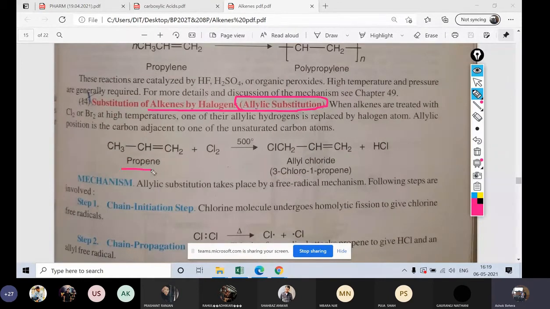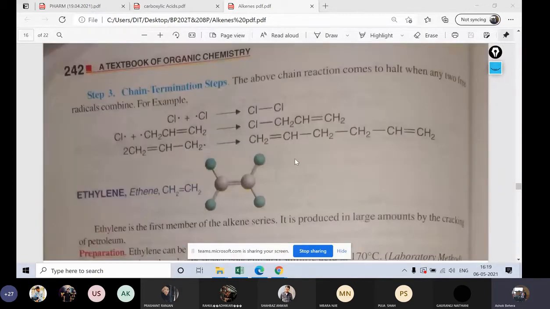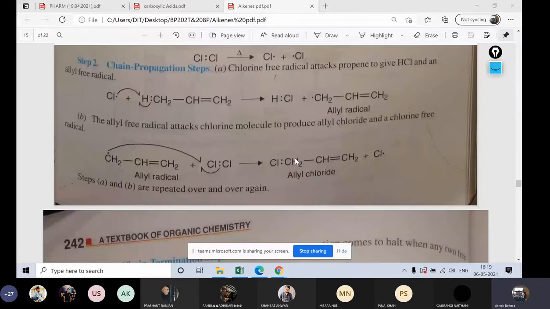Okay. I said to you that the substitution will take place at the allylic position. I repeat this because the exam is there from Saturday onwards. In the morning I taught you for 1 hour, no? So that's why I have repeated this thing. Okay. So this is the mechanism of this.